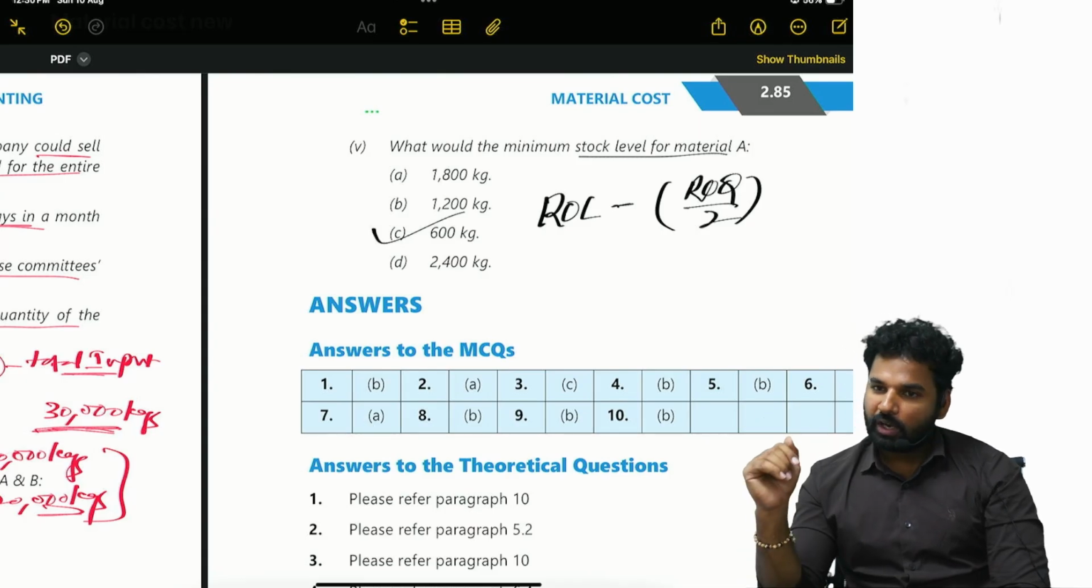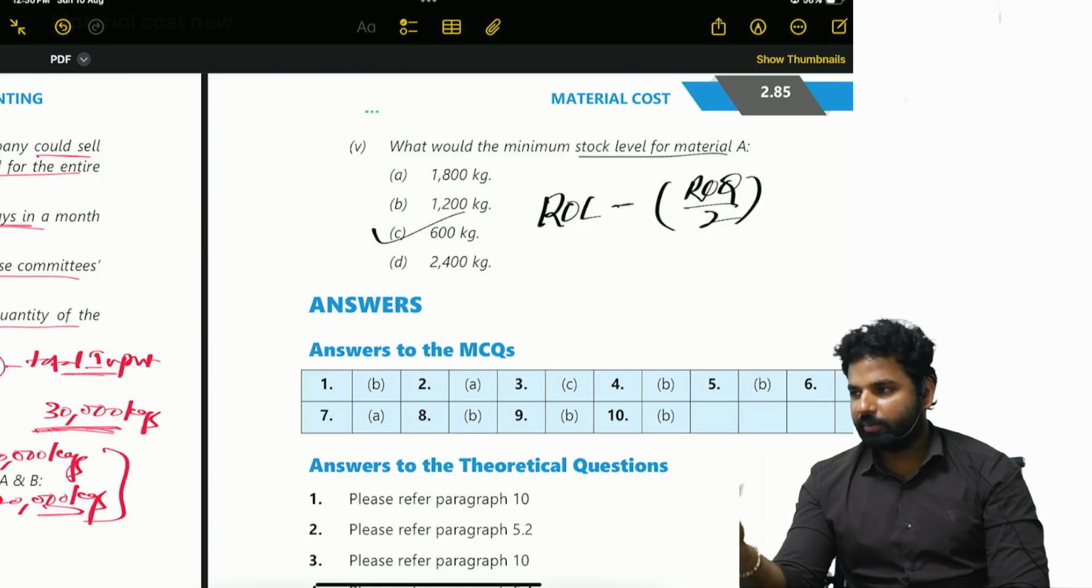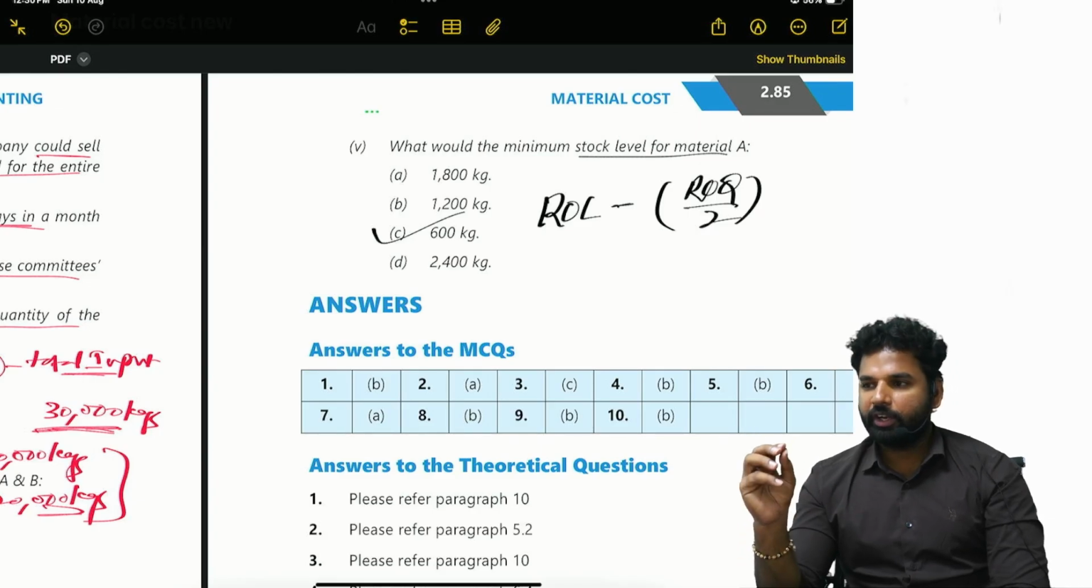Okay, so after that we have discussed EOQ. After that we have discussed stock out. Okay, stock out means what? In some cases of emergency, there may be a sudden demand. So, in order to meet that sudden demand, we need to maintain some stock, which is called safety stock.